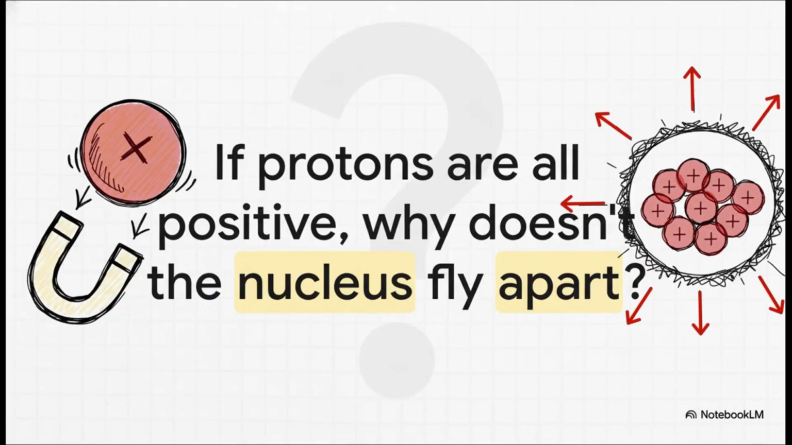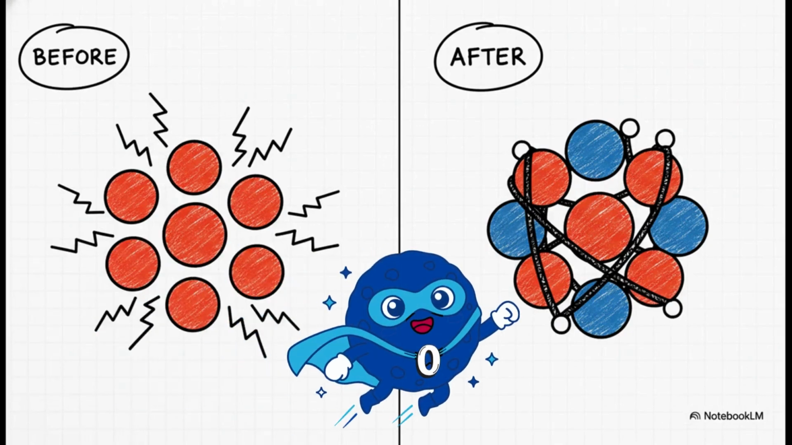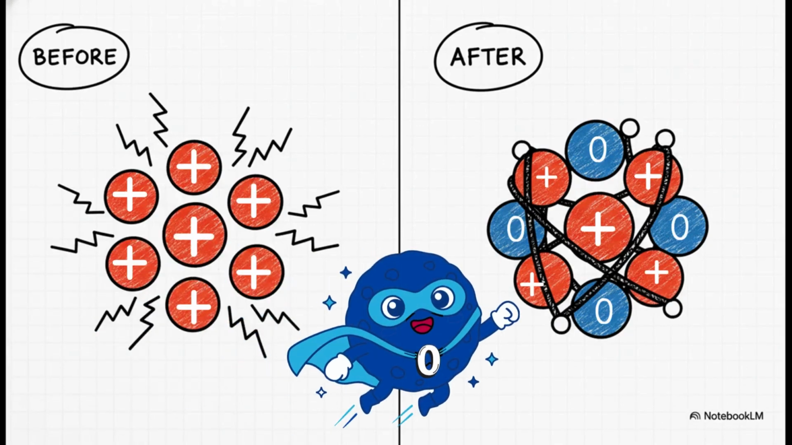And this really brings us back to that super important question. Seriously, pause and think about it. If you've ever tried to push the positive ends of two magnets together, you know they push apart with a lot of force. So why doesn't the nucleus, which is jam-packed with positive protons, just explode? And the answer, once again, is our humble hero, the neutron.